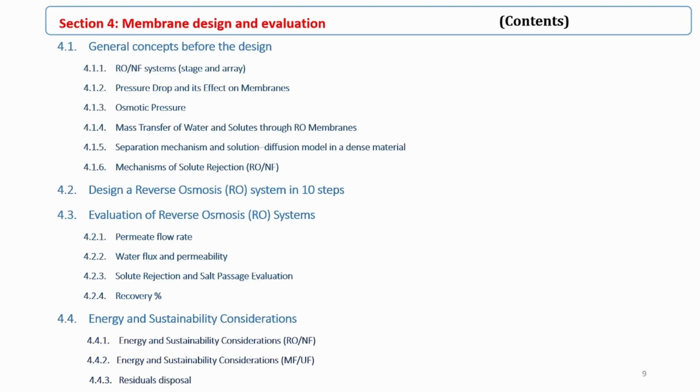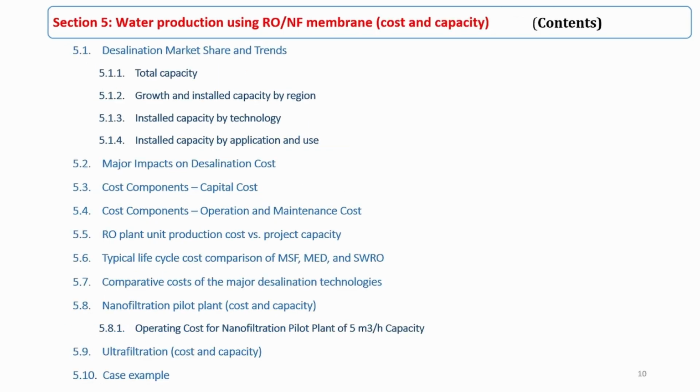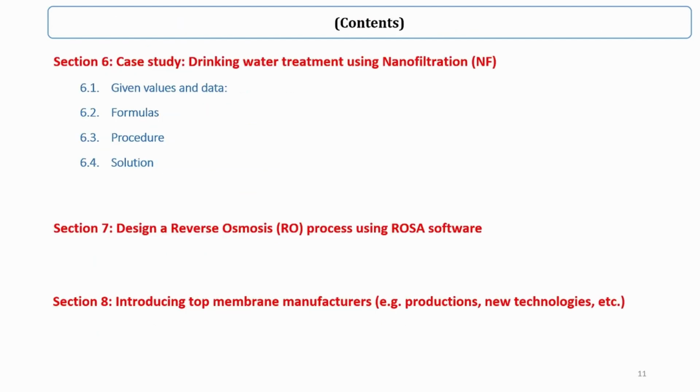In section 4, you'll learn how to design a reverse osmosis system in 10 steps with some examples, and how to evaluate it. Before the design, some general concepts, and in the end, energy and sustainability considerations will be discussed. In section 5, cost and capacity in water production using reverse osmosis and nanofiltration membranes will be discussed. Some concepts such as market capacity, capital cost, operation and maintenance cost, and in the end, some case examples will be presented. In section 6, a case study using nanofiltration for water production is presented.